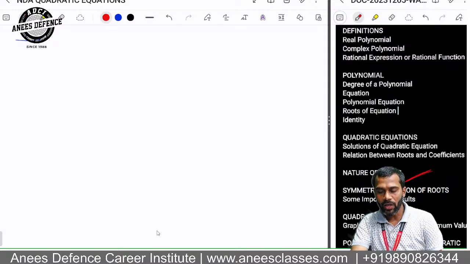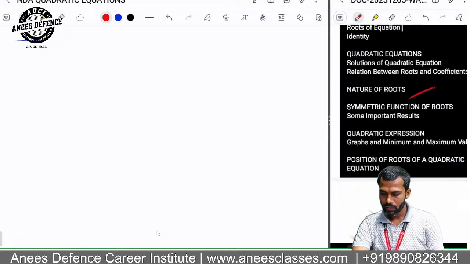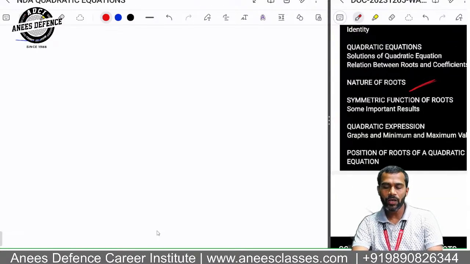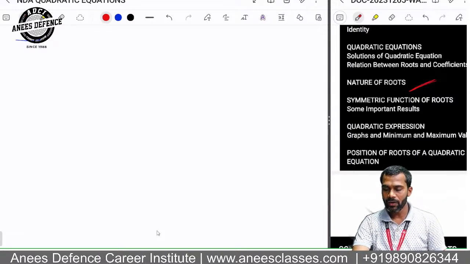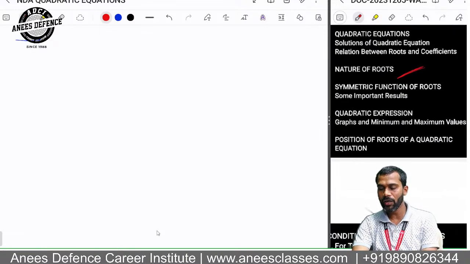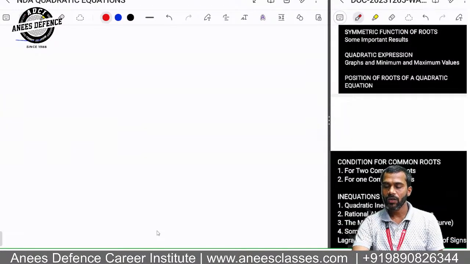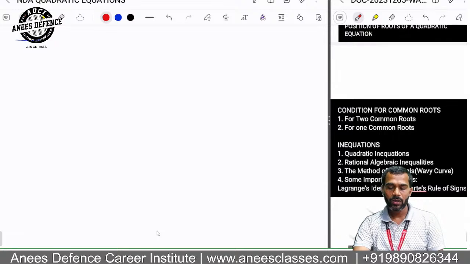Okay. Yes, online students, please note it down. So after that, we'll discuss symmetric function of roots. Some important results we'll see. Then quadratic expression, then graph and minimum and maximum values. Then position of roots of quadratic equation. Condition for common roots. Then in this particular heading, we'll see for 2 common roots and for 1 common root. It should be root only, not roots. Yes.